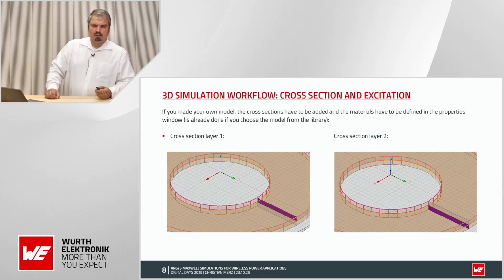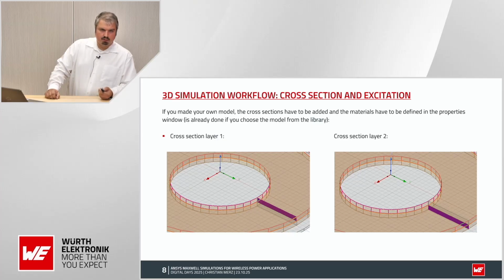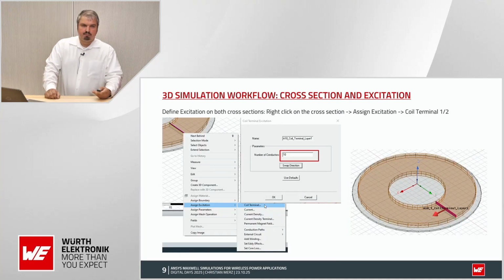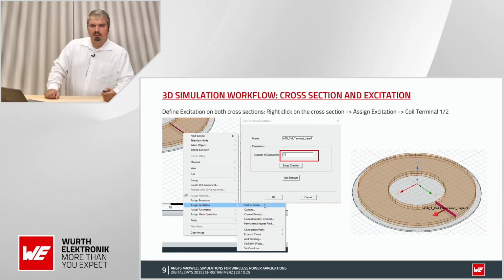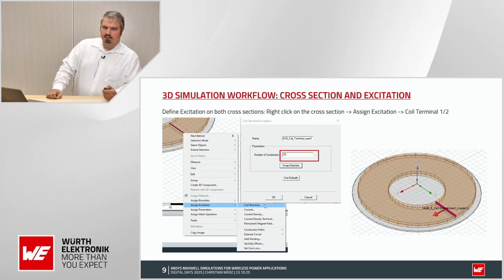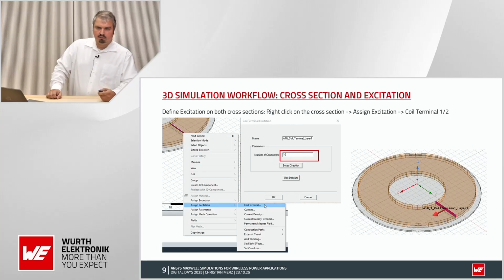The first step would be to define the interface for each layer. As you can see here, for the first and the second layer, we have to just define some cross sections. Then the next step would be to assign excitation at each interface. You right click on interface, go to assign excitation, and then we go to coil terminal. As we remember in the standard, it has 10 turns. So for the number of conductors, we just define 10. And we also do it for the other layer.